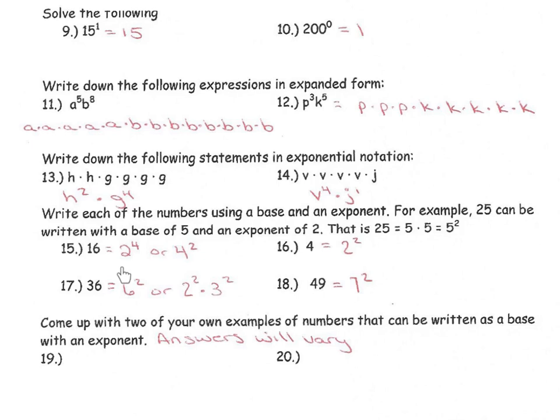Number 15, 16 can be written as 2 to the 4th power, or 4 squared. Number 16, 4 can be written as 2 squared. Number 17, 36 can be written as 6 squared, or 2 squared times 3 squared. Number 18, 49 can be written as 7 squared. And for 19 and 20, your answers will vary.